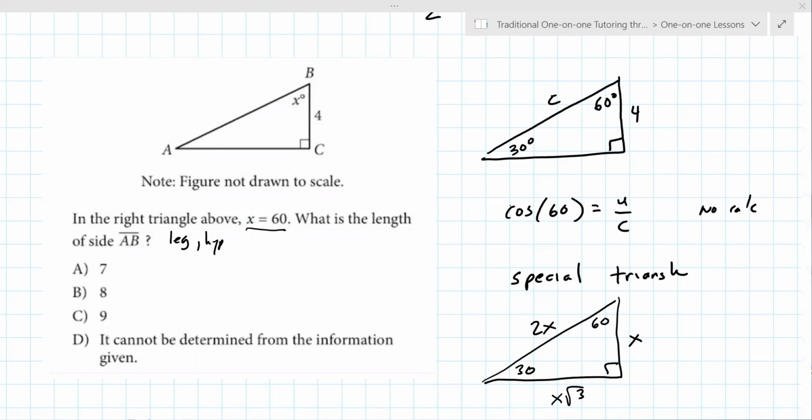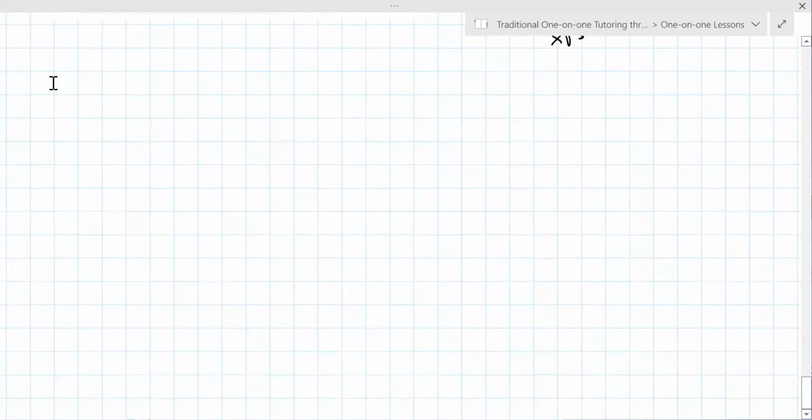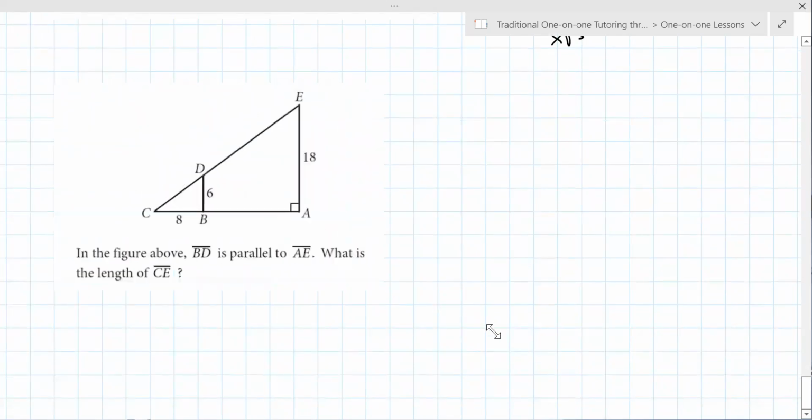So you get a few special triangles, but what you seem to get more of, and I don't know why this is the case, is similar triangles. Okay, so we'll look at one of those next, and we'll take a look at this.